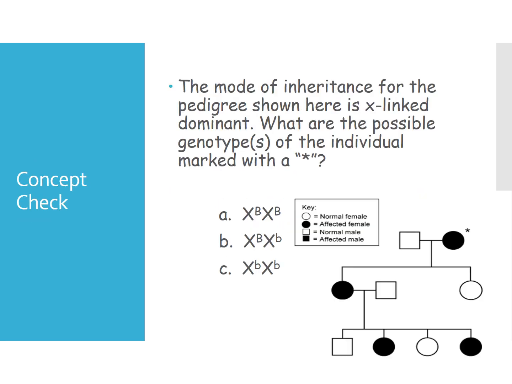Let's look at a slightly different situation. We'll work on this question together. The mode of inheritance in this problem is X-linked dominant, and we are asked what are the possible genotypes of the individual marked with the star. So here we have a couple, male and female, and the female has the disorder. So looking at this, we know that she has to have one of the dominant alleles in order to demonstrate this trait. She has two offspring, two daughters.